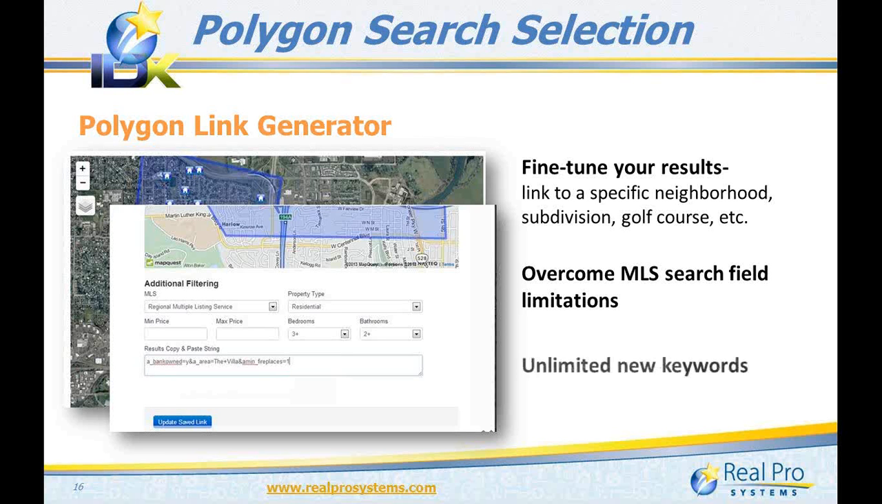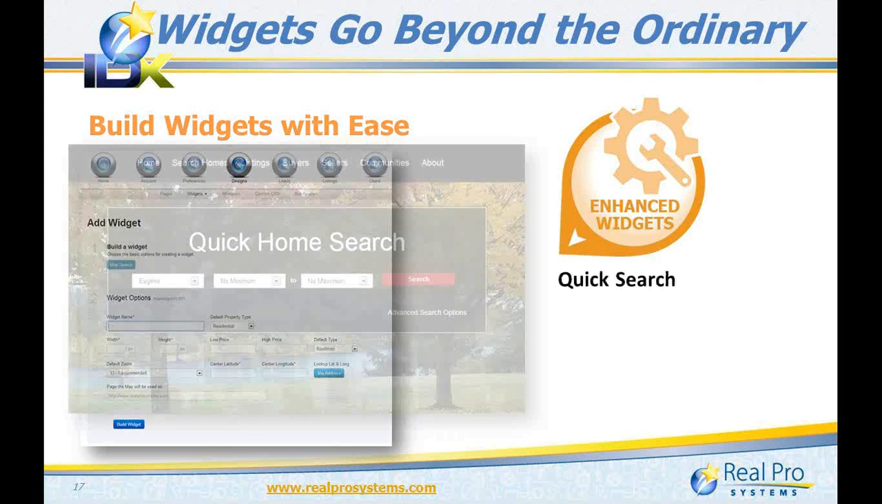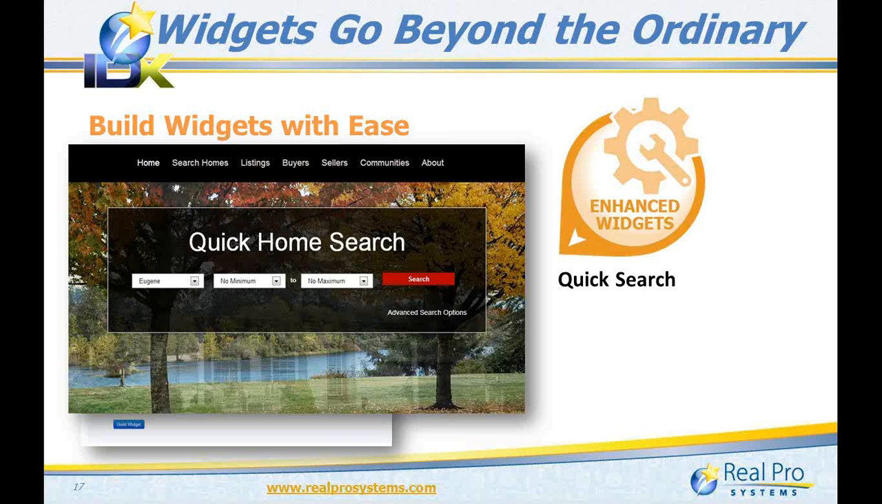IDX also allows you to build widgets. With widgets, you can provide a more user-friendly experience that lets the user engage with your website. There are some standard widgets, such as the quick home search, where users can put in an area, a price range, number of beds and baths, and just get started with their search very easily. These are generally found right on the home page or sidebar, so that they're really easy to interact with.